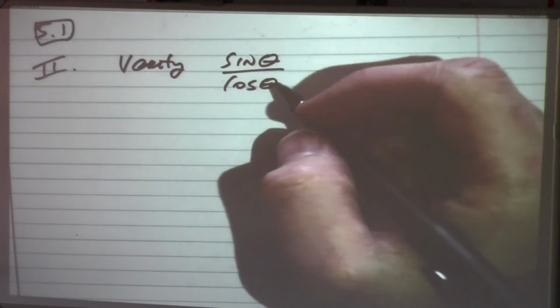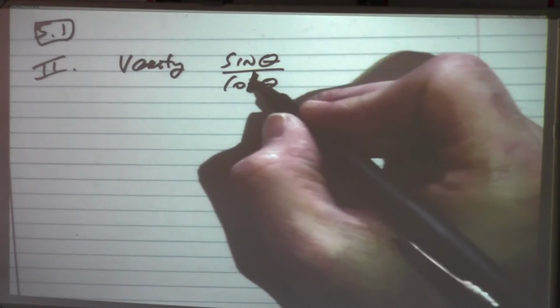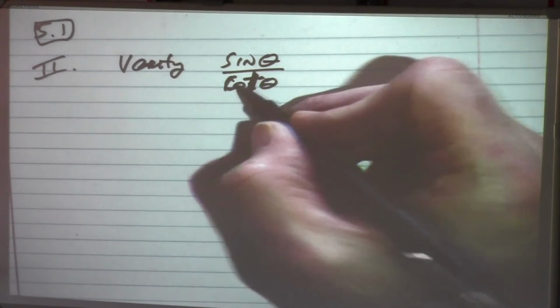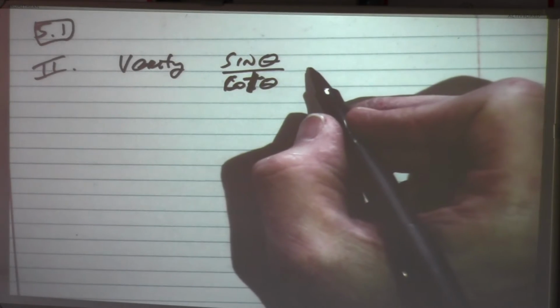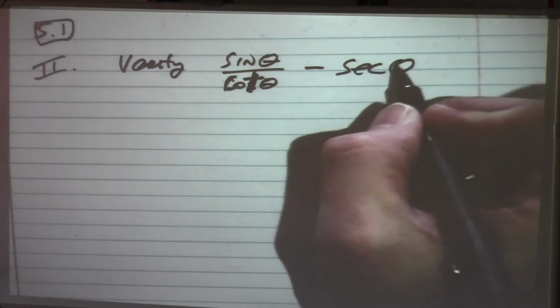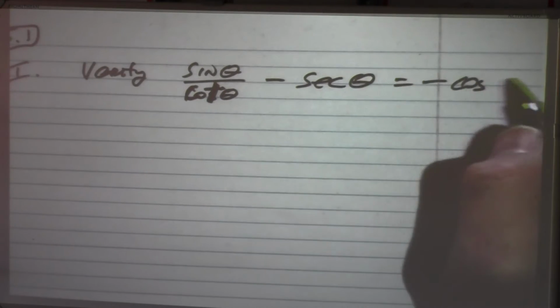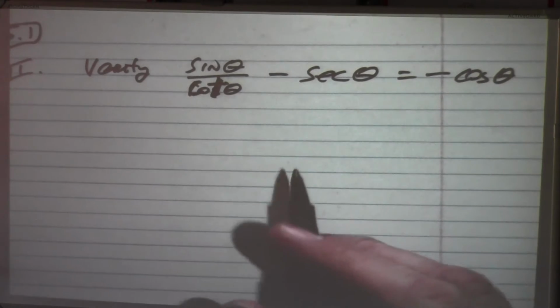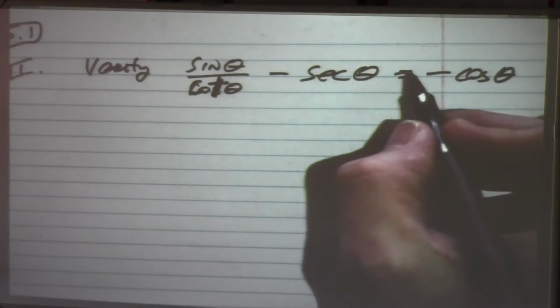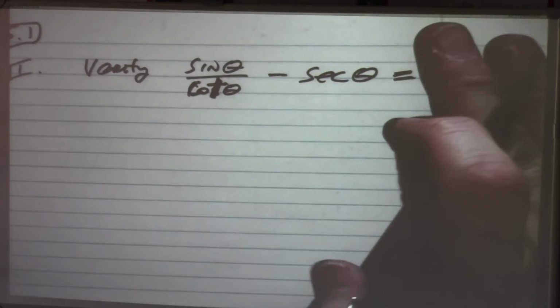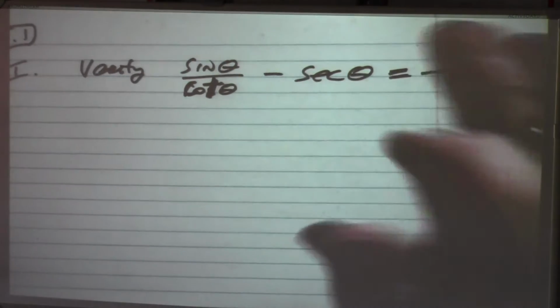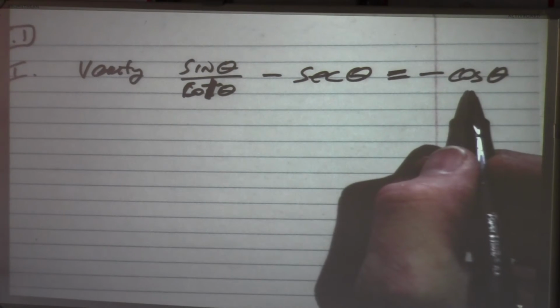Oops, nope, not cosine, this is cotangent. Please change that to cotangent. So sine theta over cotangent theta minus secant theta is equal to negative cosine theta. So what we want to do, here's the equal sign, is to work on this side in order to get it equal to that side.